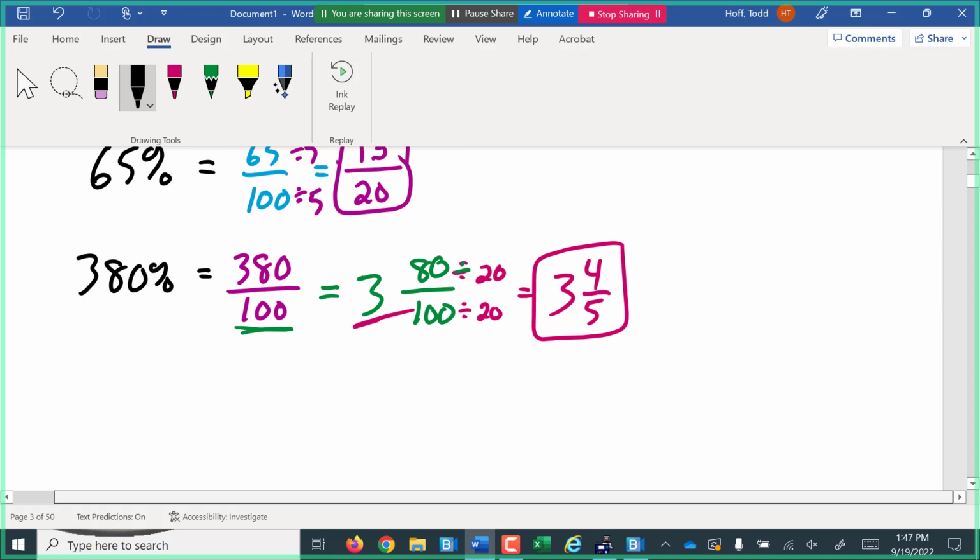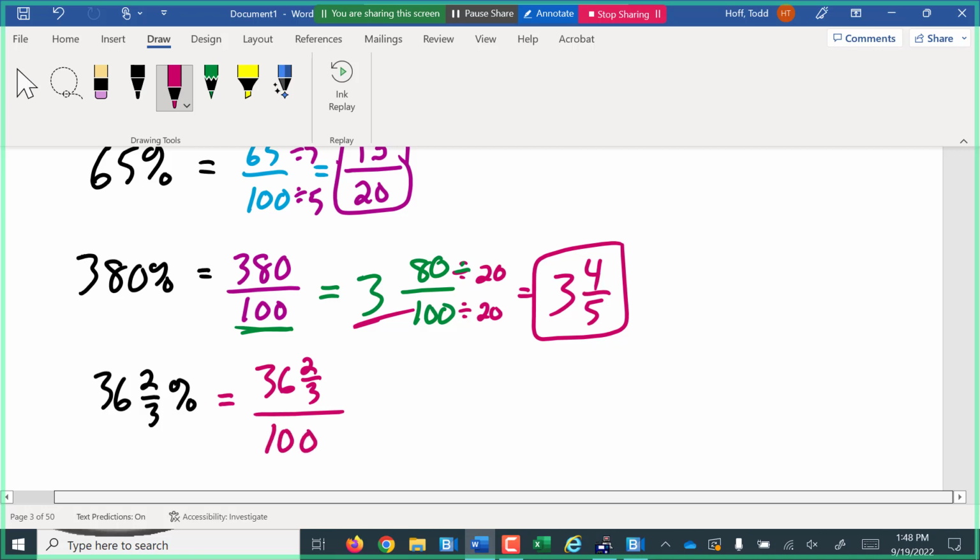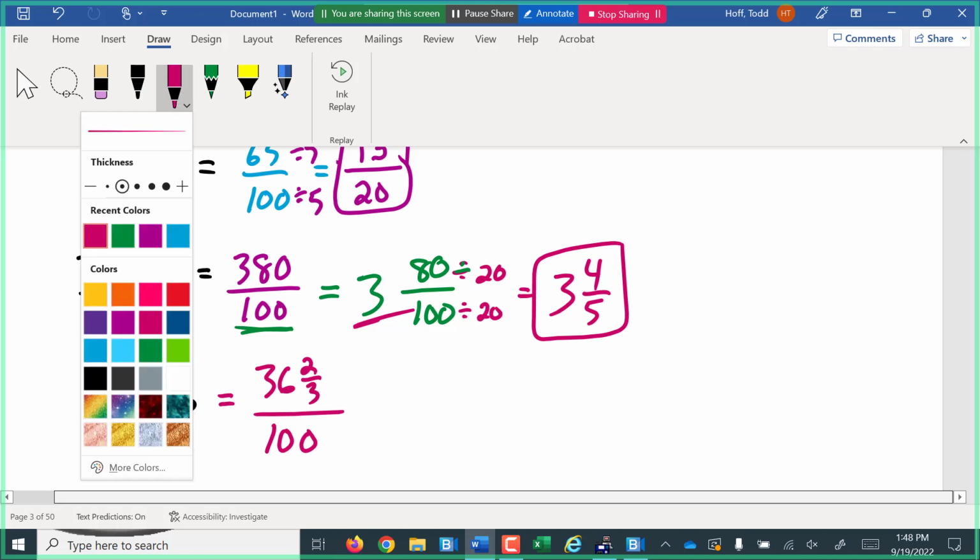Let's look at 36 2/3%. If I want to put that into a ratio or fractional form, it's still a percent, even though there's a fraction in it. So it's 36 2/3 out of 100. Now, we don't like having fractions within our fractions, so we'd prefer to reduce that. There are a couple of methods we could use. The simplest one is probably to just divide it.